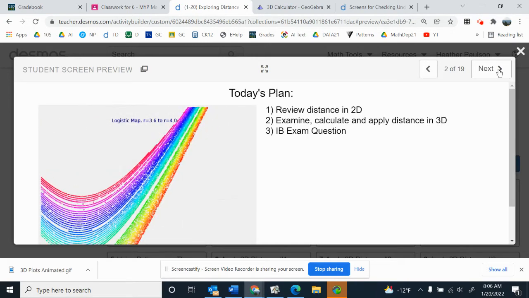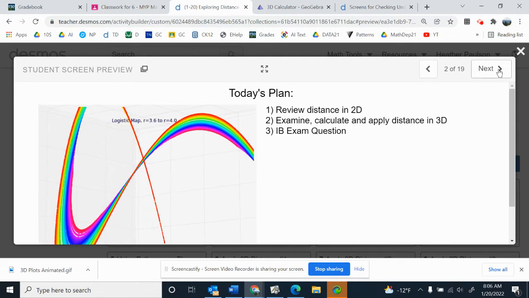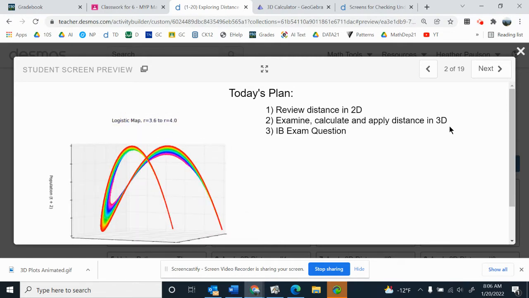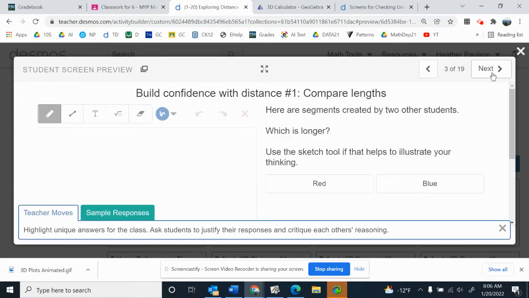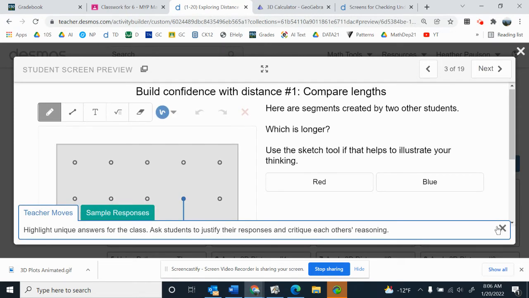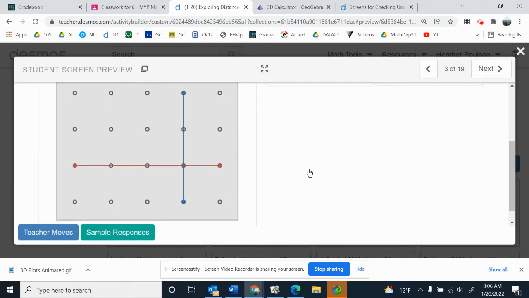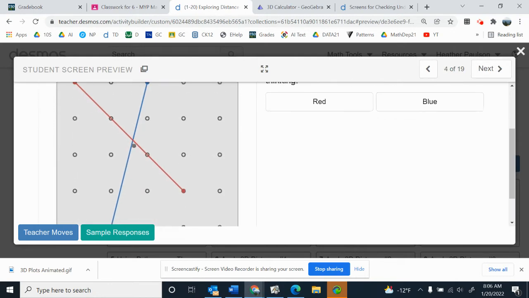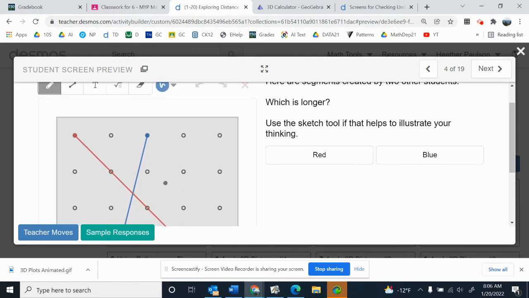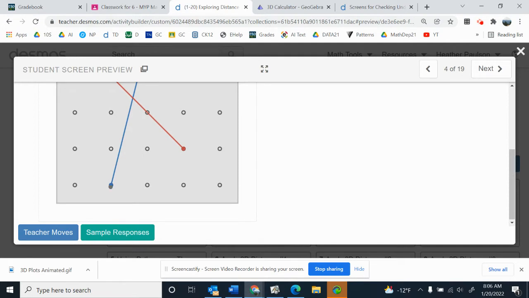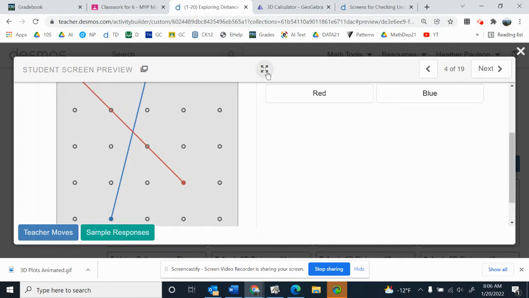Again, we're going to review distance in 2D, 2 dimensions, and then use that to apply in a 3-dimensional space. First, build your confidence in looking at 2-dimensional distance. Think about which one is longer. And here you're also comparing lengths. Think about using the grid to help you. Which one appears to be longer?